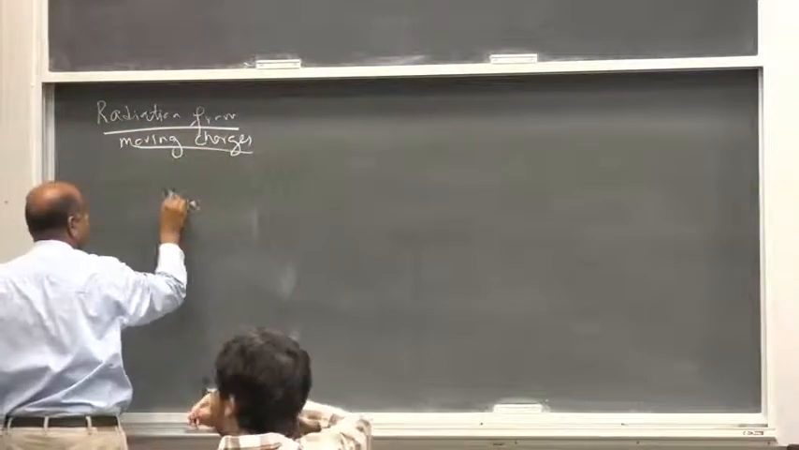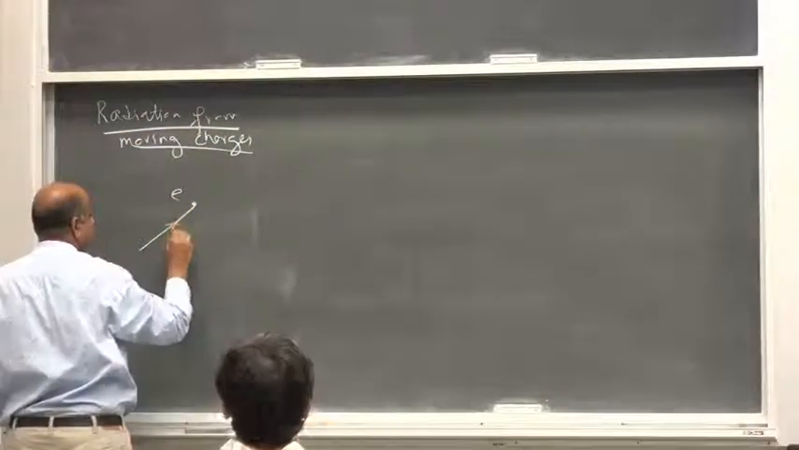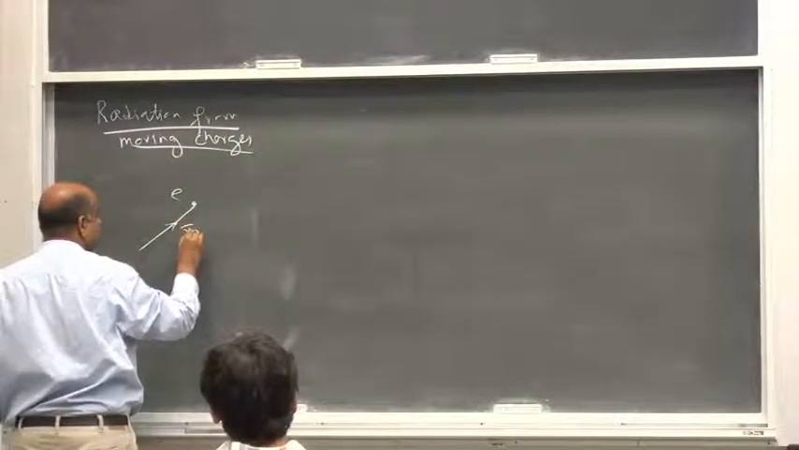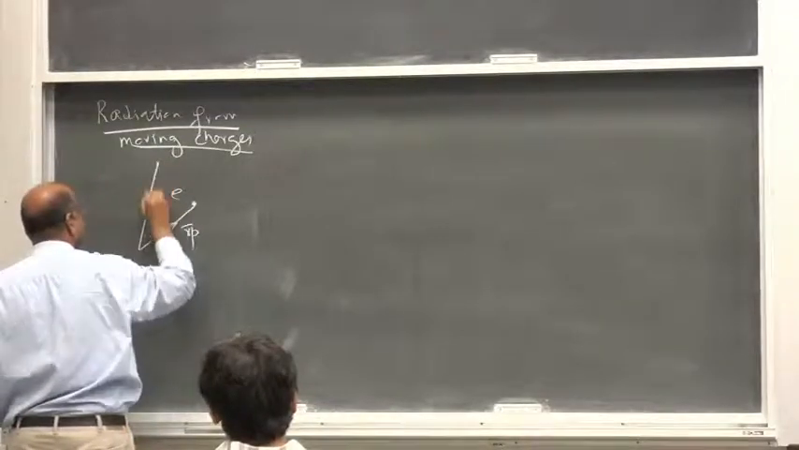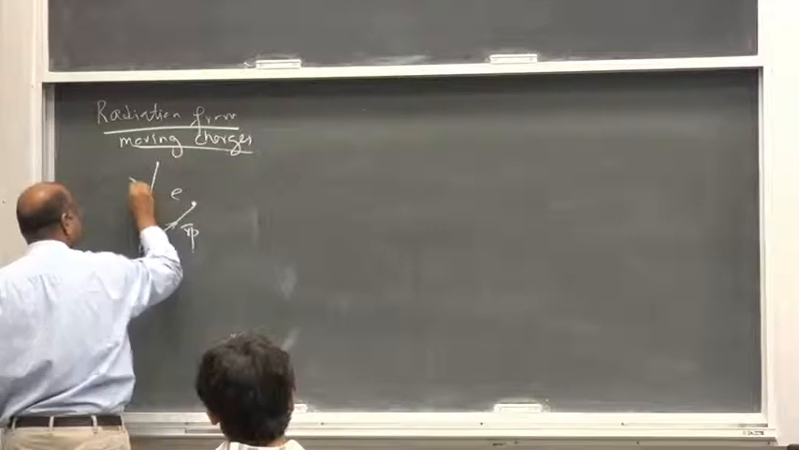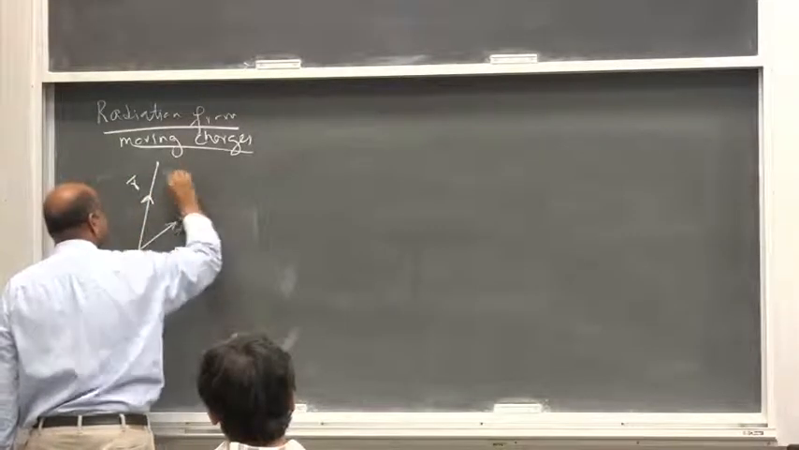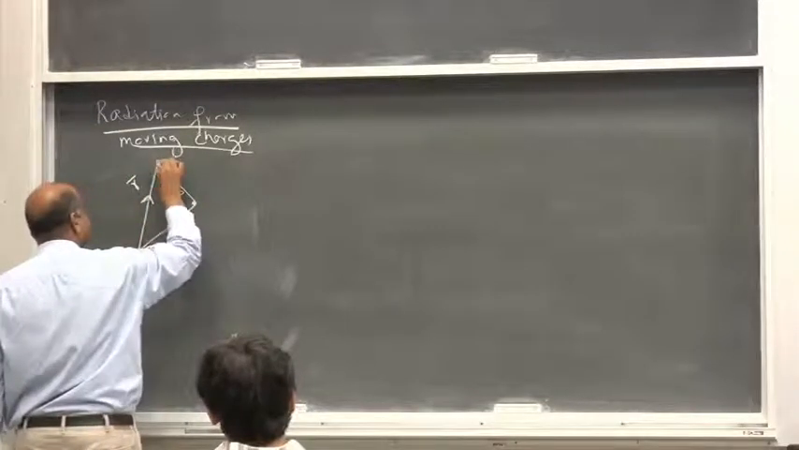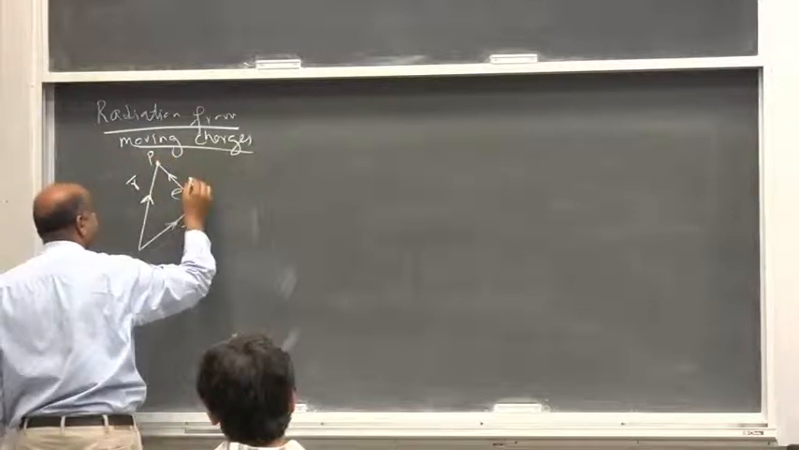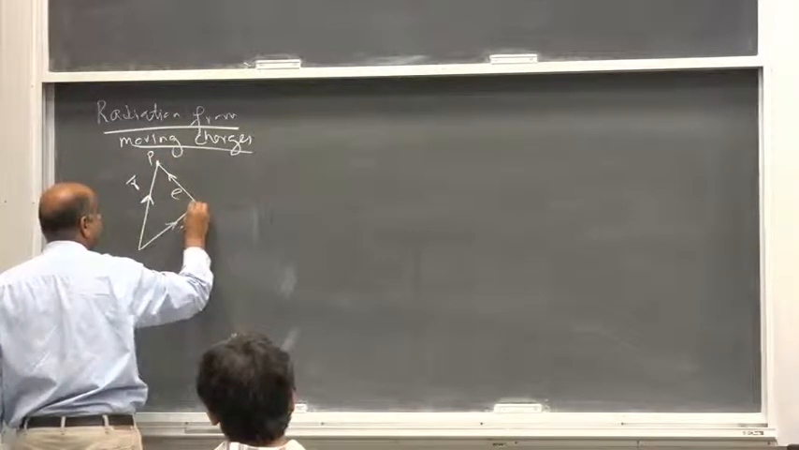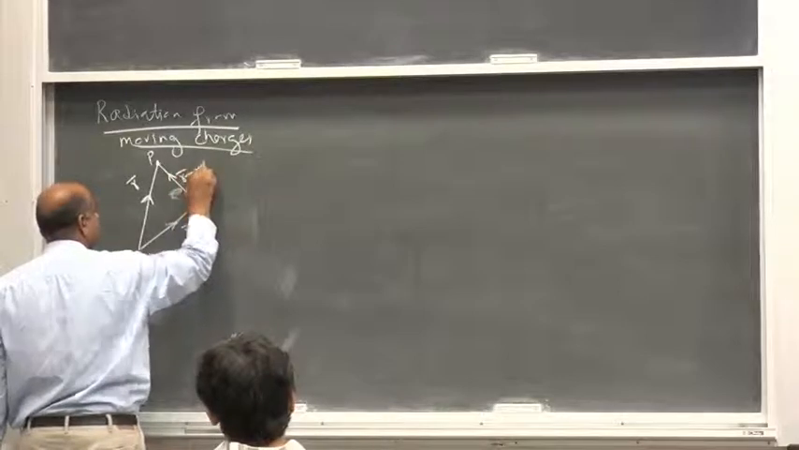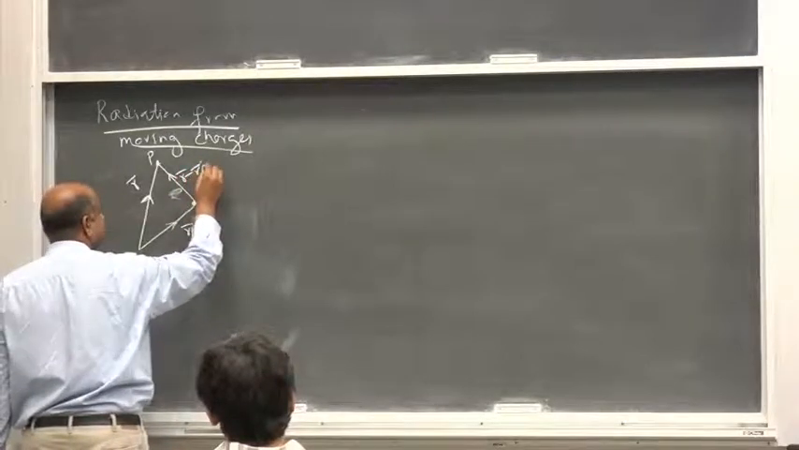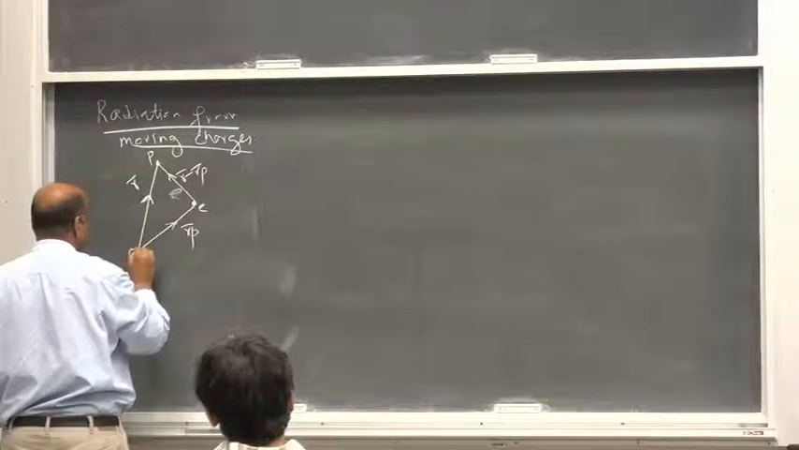Point charge located at P, then potential in the fields at this point P. So the charge is here at this distance R minus RP.